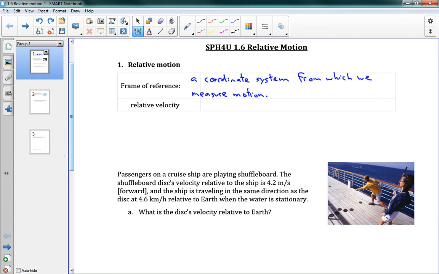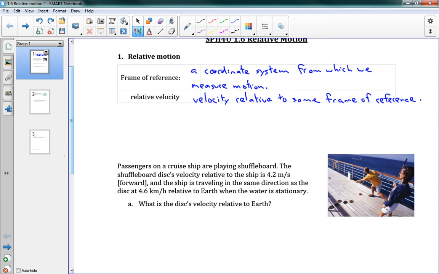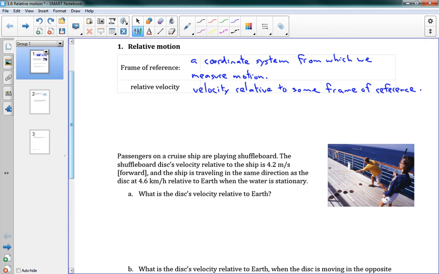Now when we talk about relative velocity, this is velocity relative to some frame of reference. And the way we do this is that we can actually say that we can measure one movement relative to another frame, even if that frame is moving.